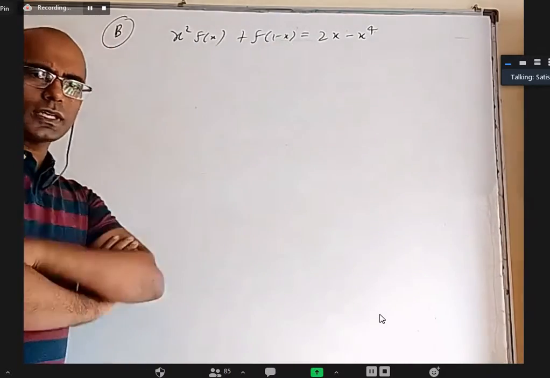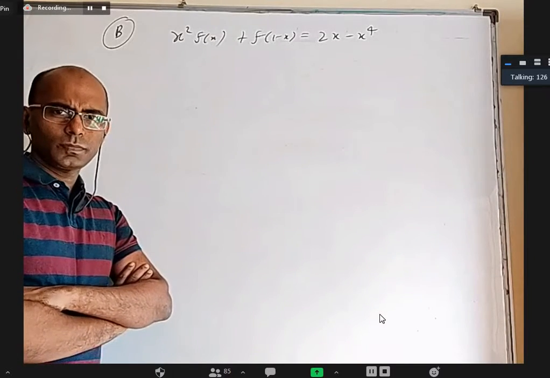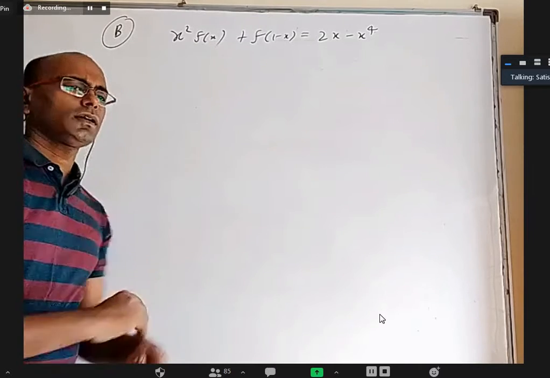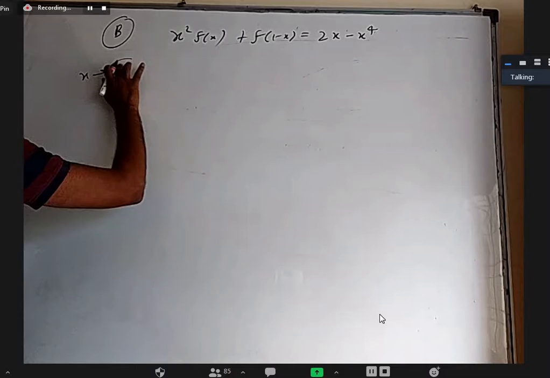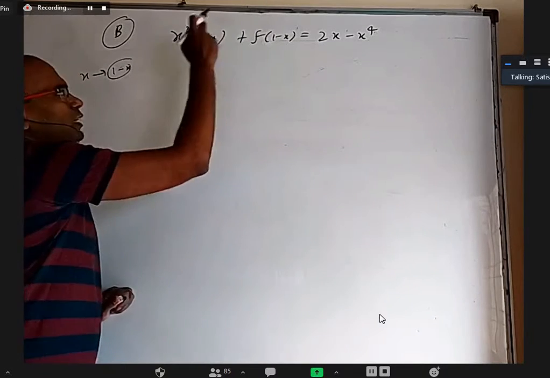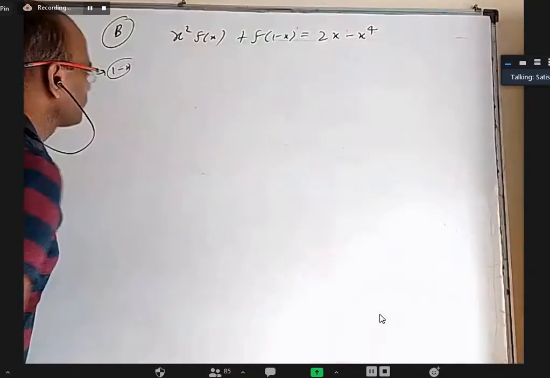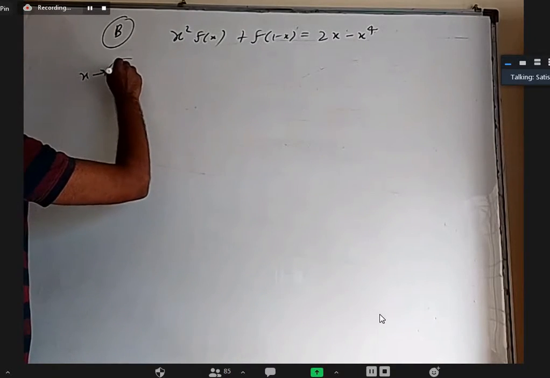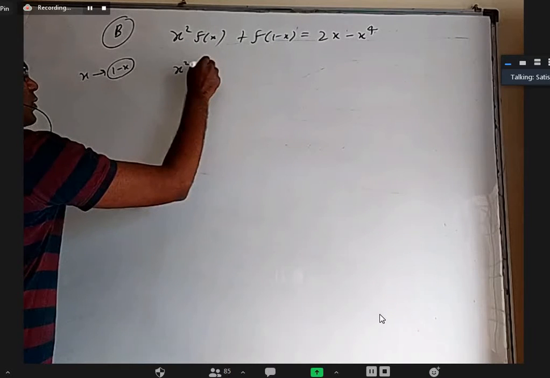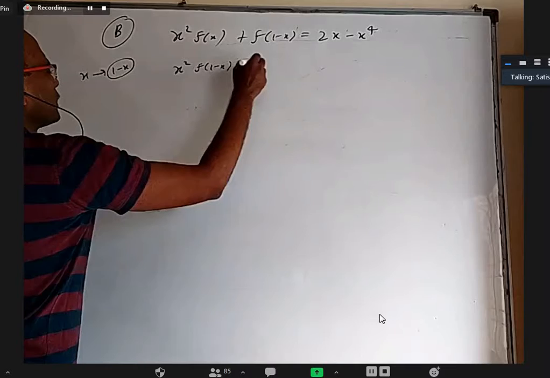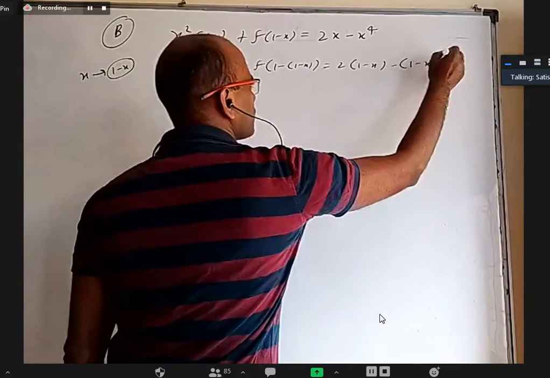We've done one or two questions like this earlier. We have to replace x with 1 minus x. Whatever is here, we'll try to put it here. If you get x, fine. If not, we'll do one more time. So I replaced x with 1 minus x. This will be x square f of 1 minus x, this is f of 1 minus of 1 minus x, 2 into 1 minus x minus 1 minus x power 4.